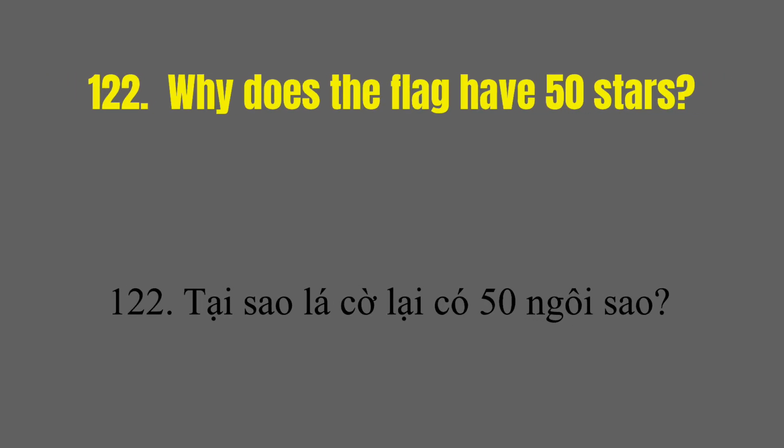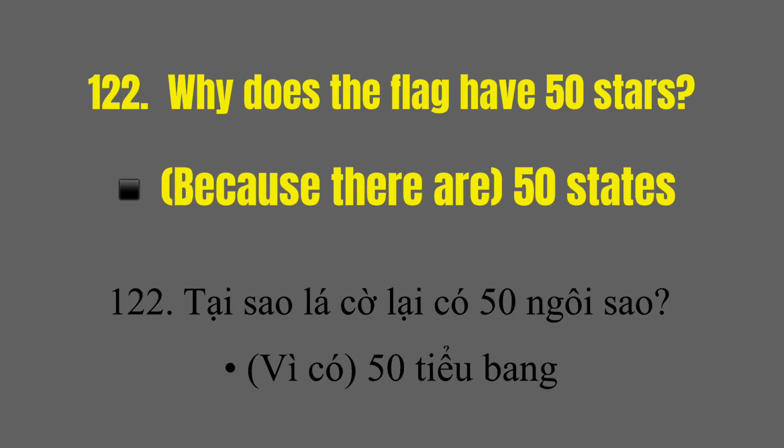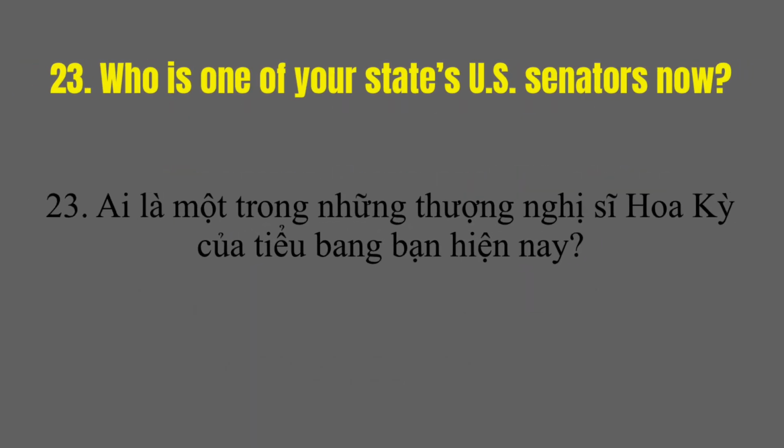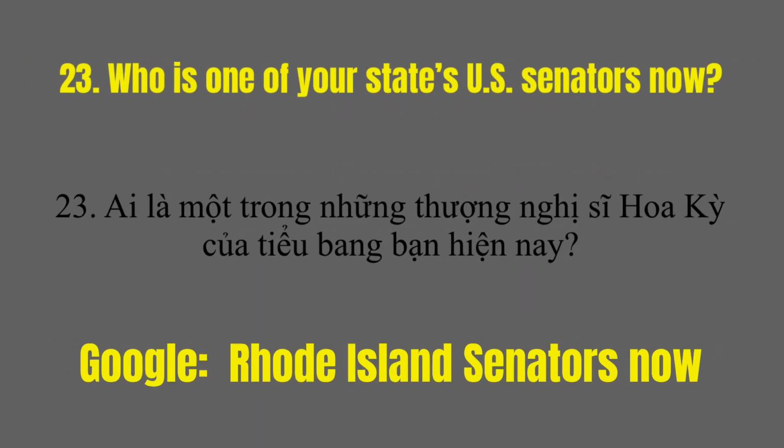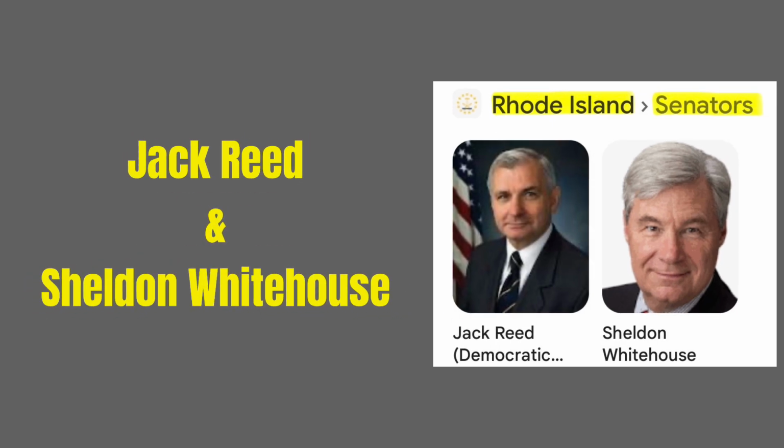Why does the flag have 50 stars? Because there are 50 states. Who is one of your state's U.S. senators now? Jack Reed. Sheldon Whitehouse.